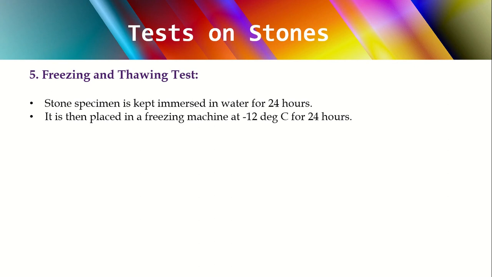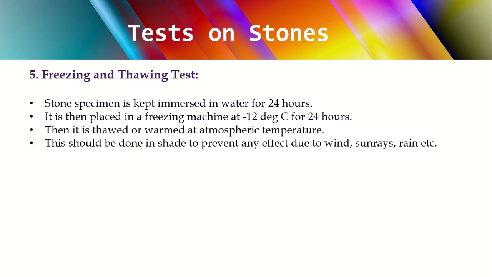And for this, what we do is, you take a stone sample, you immerse it in water for 24 hours. Then you take out the sample, keep it in a freezing machine, and see that the temperature of this freezing machine is around minus 12 degrees centigrade. Keep this in the freezing machine at least for 24 hours. So I am repeating, take a stone sample, immerse it in water for 24 hours, then take it out, put it in a freezing machine whose temperature is minus 12 degrees centigrade, and keep the same sample in the freezer for 24 hours again.